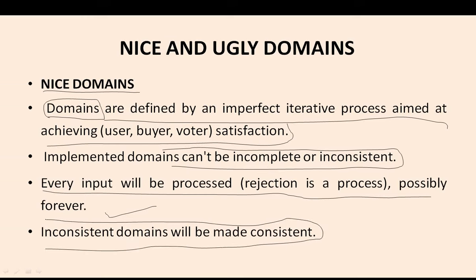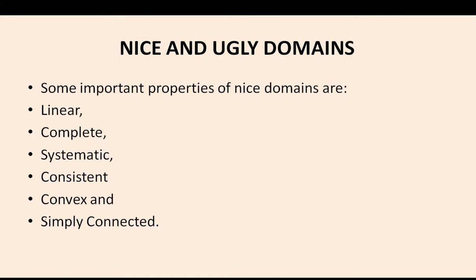Now we see what the nice domains are, and what their properties are. Some of the properties of nice domains are linearity, completeness, being totally systematic, consistent, convex, and simply connected. There is no complexity at all. These are the properties of the nice domains. Once again: linearity, completeness, systematic, consistency, convexity, and simply connected.